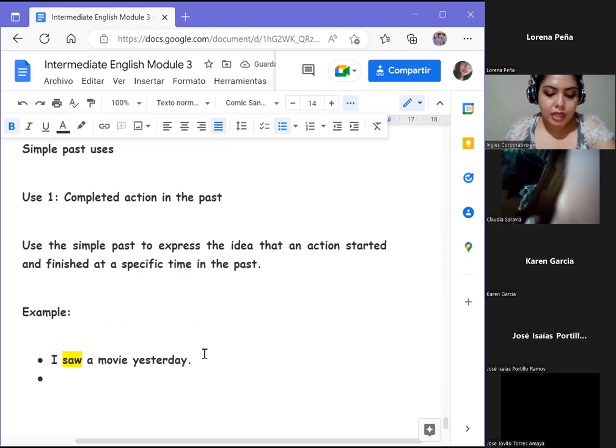Then, I didn't see a play yesterday. I didn't, in this case we're using the auxiliary, I didn't see a play yesterday. No vi una obra ayer. I didn't see a play. Or in this case, we can say una obra o un juego, cualquiera de los dos. I didn't see.